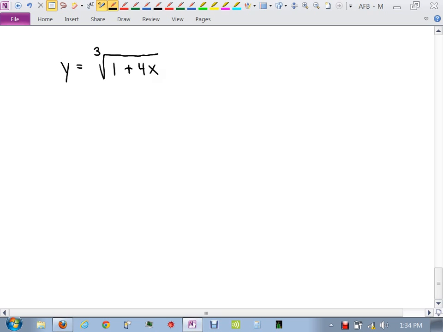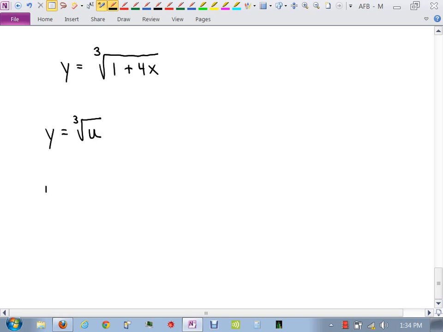So this is not product rule. It's not quotient rule. This is the first problem that we mess with chain rule on, right? There were two ways I showed you how to do this in class. I'll do them both here. The first way was to say, okay, y is equal to the cube root of something, right?